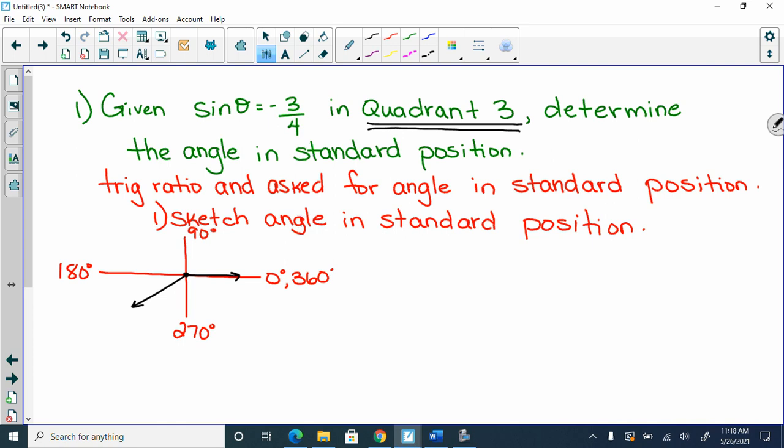We know it's here. Now, if I knew one more thing, I could get the angle in standard position. What's the one more thing I'm going to need? Yeah, your reference angle. The moment I have my reference angle, I have this angle. And in quadrant 3, when I have my reference angle, I just go 180 plus it, right? So I just need the reference angle. So step 2 is determine the reference angle, which we've practiced over and over and over. It was on our second day, actually.